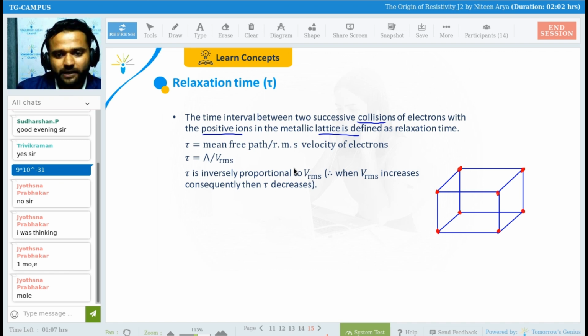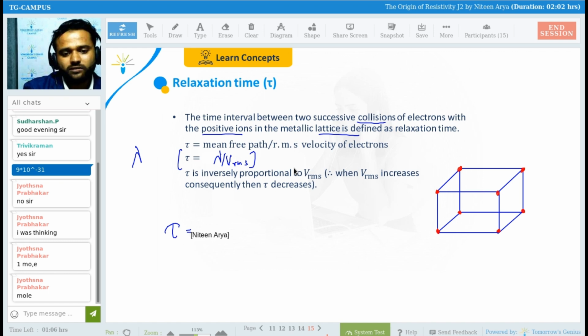So tau is mean free path divided by RMS velocity of electron. This symbol is wrong. You can use this. This is your mean free path. Okay, so just remove this, and this is your mean free path divided by V RMS. So this is your mean free path. This is V RMS. So tau in general, this also. This is mean free path, and this is V RMS.